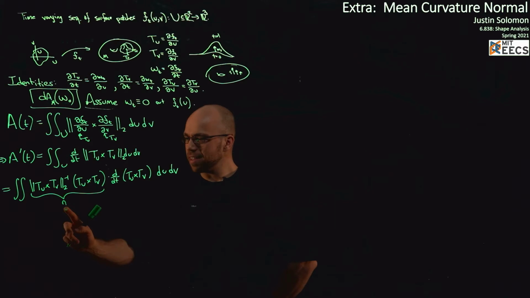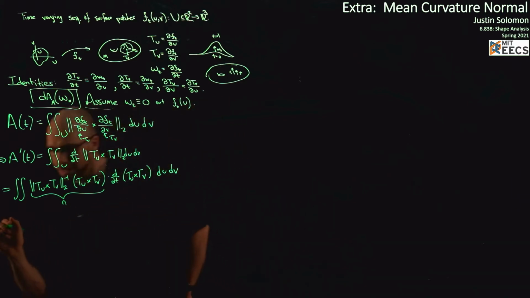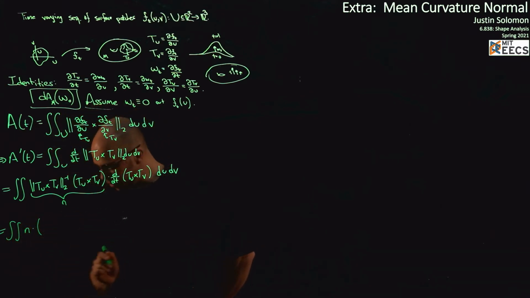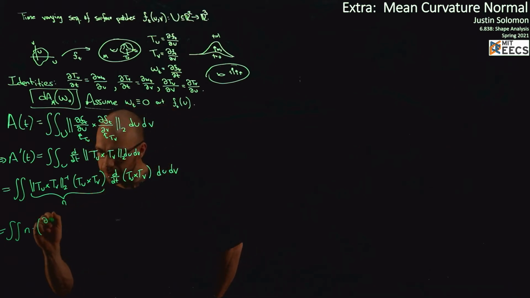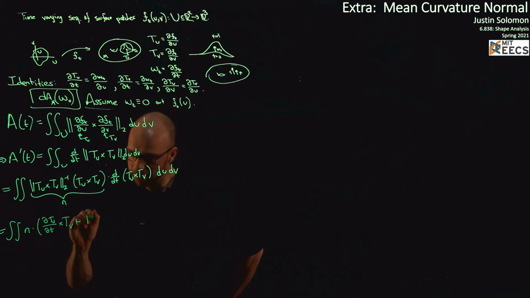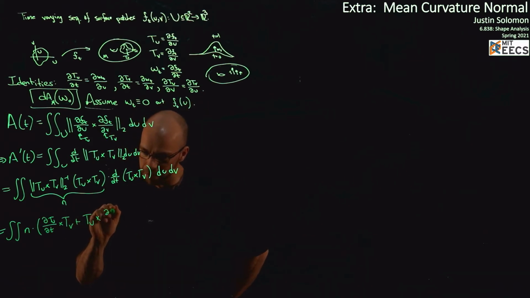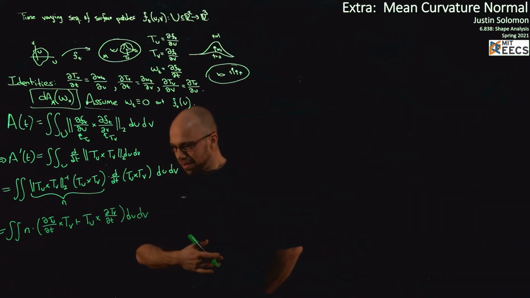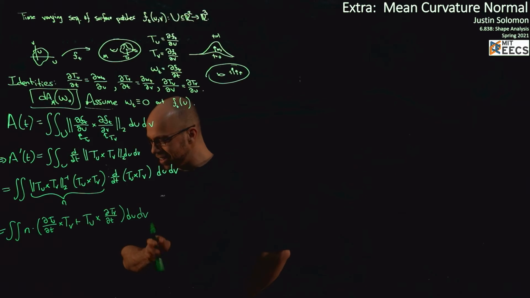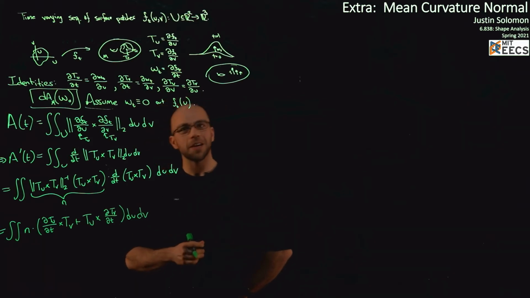So now we can collapse things into n and apply the product rule here. And what we get is that this is the double integral of n dot product the following thing, which is the partial derivative of t_u dt cross product t_v plus t_u cross product the partial derivative of t_v with respect to time. Okay, so we're starting to get some slightly cleaner notation here. And let's see if we can make it even nicer.